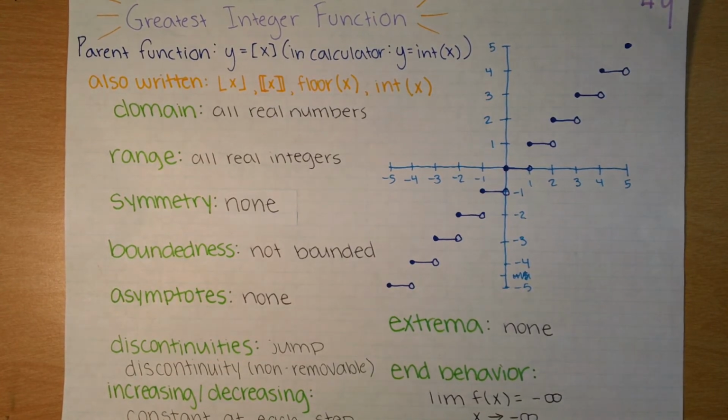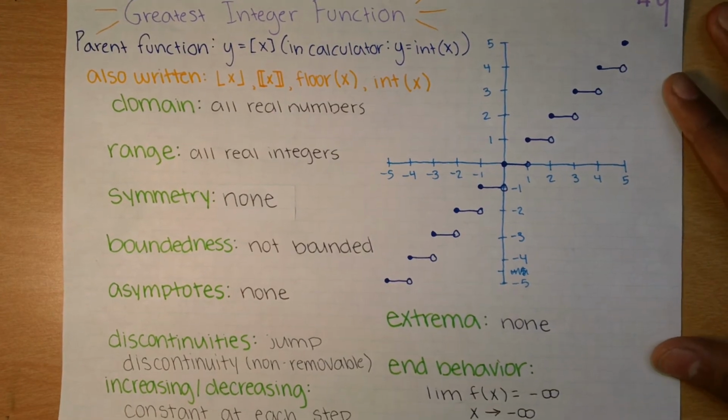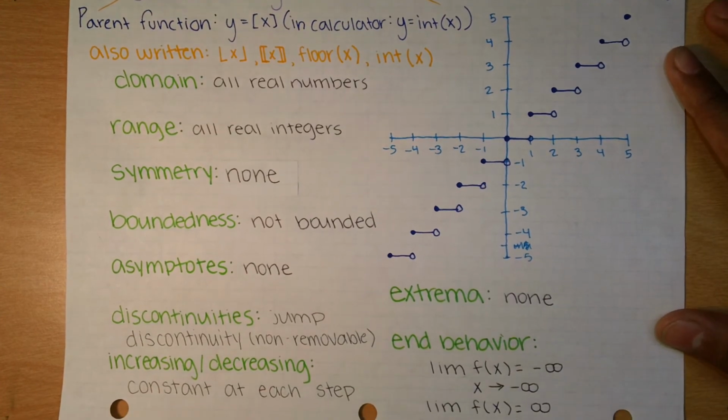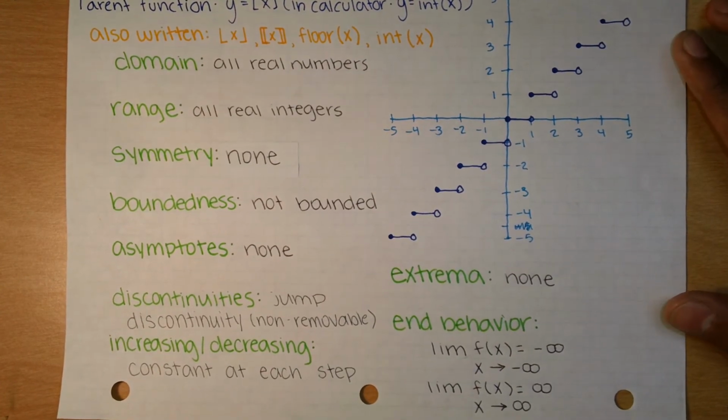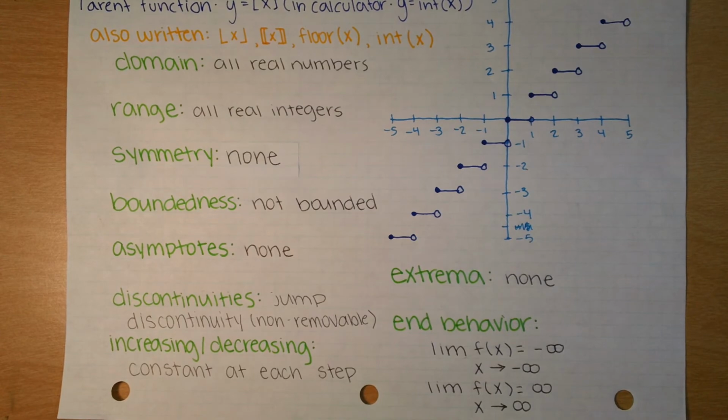This function has no symmetry. It is an unbounded function because it has no maximum or minimum. There are also no asymptotes. Each integer on the graph has a jump discontinuity between it. This discontinuity is non-removable because this function only includes integers. This function is constant on each of the separate steps, and it does not possess any extrema.